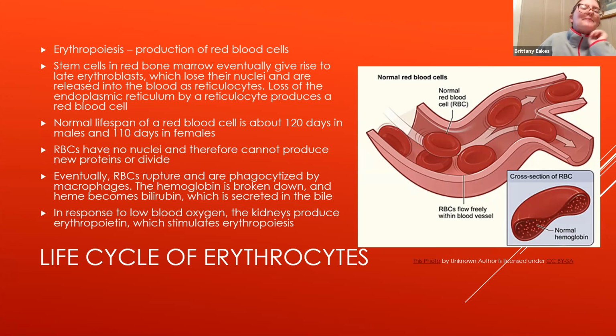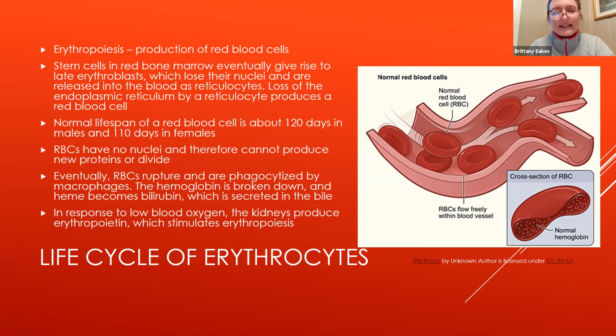That's cute. Okay. So erythropoiesis. Poiesis meaning production, erythro meaning red blood cells. That's the production of red blood cells. So you have stem cells in the red bone marrow that eventually give rise to late erythroblasts, which lose their nuclei and are released into the blood as reticulocytes.